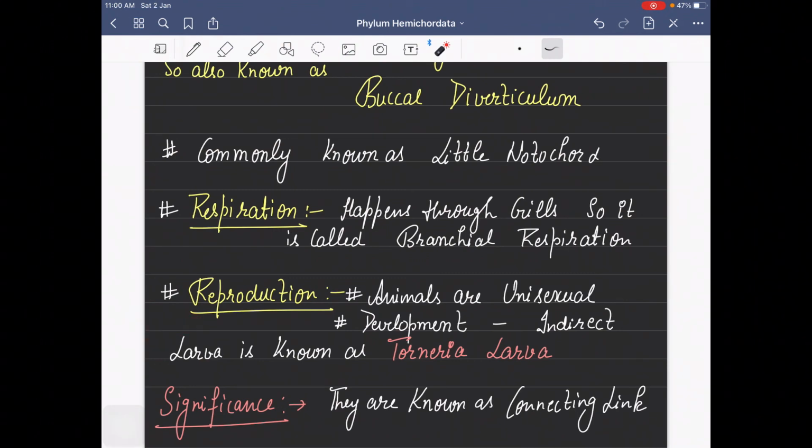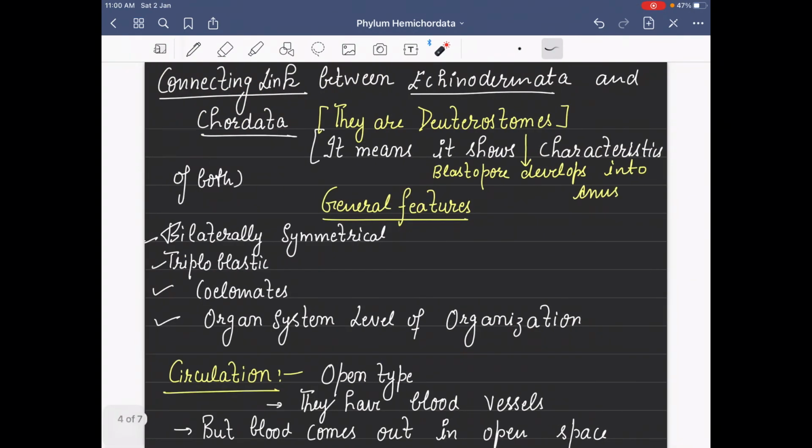Significance. What is the significance of this phylum? They are a connecting link between echinodermata and chordata. Last lecture I told you that echinodermata and chordates both are deuterostomes. What do you mean by deuterostomes? Those in which the blastopore first develops into the anus are known as deuterostomes. All other phyla are protostomes.